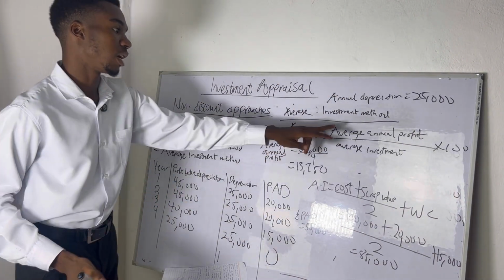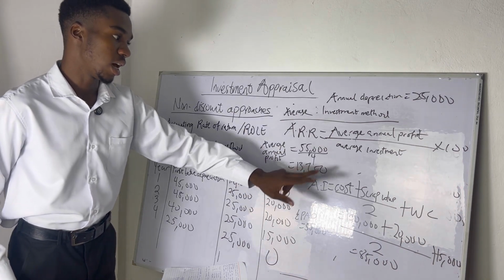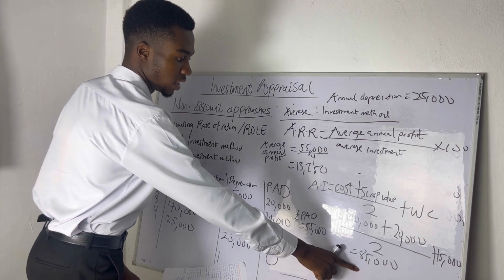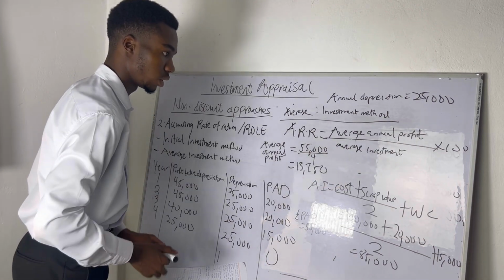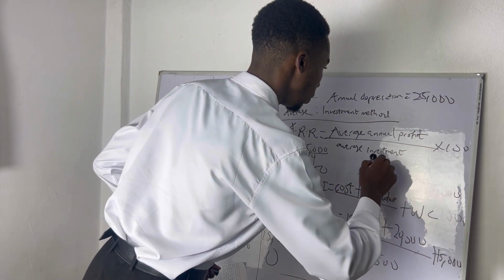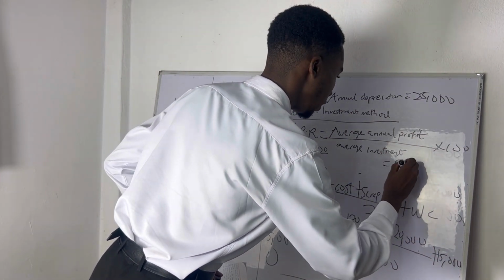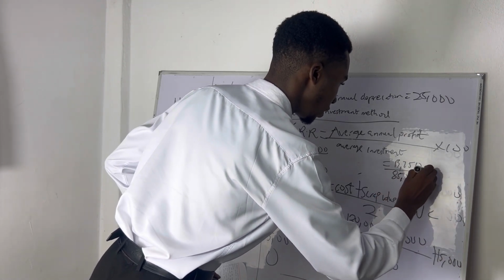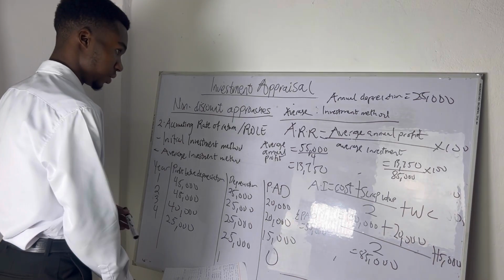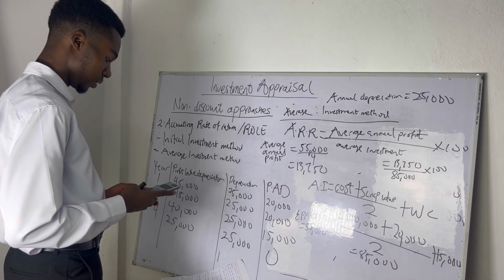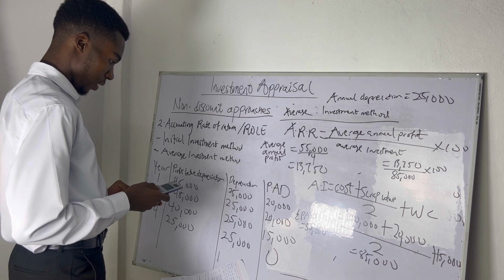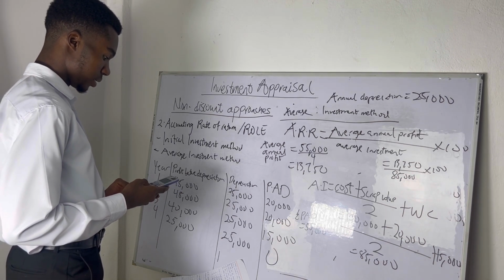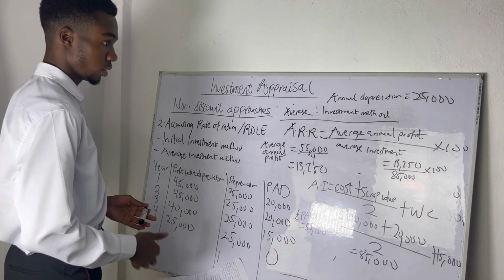So now we have our average annual profit, which is the 13,750, and our average investment, which is 85,000 cedis. So we just do 13,750 over 85,000, which is the average investment, times 100. So let's do it here. 13,750, which is the average annual profit, over 85,000 times 100. Let's see what you are getting. So 13,750 over 85,000 times 100. You are getting 16.18 to 2 decimal places.